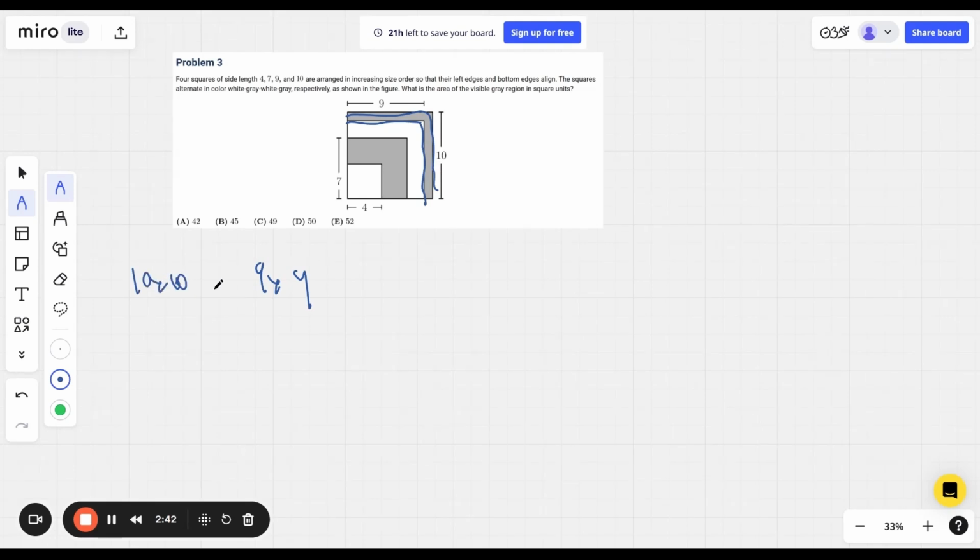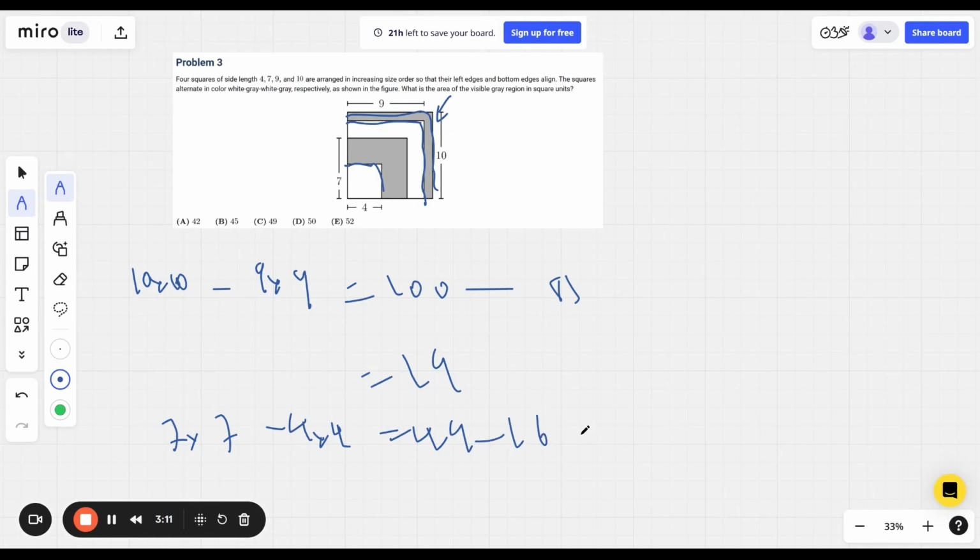So we'll just do 10 times 10 minus 9 by 9 equals 100 minus 81 equals 19. So that's the area of this outer region. Now we check this one. We'll do something similar. The gray part is side length 7, whole area is 7 by 7, but this white square here takes away an area of 4 by 4, which equals 49 minus 16, which equals 33. And then we just add these two up. We'll get 52 as our answer. E.